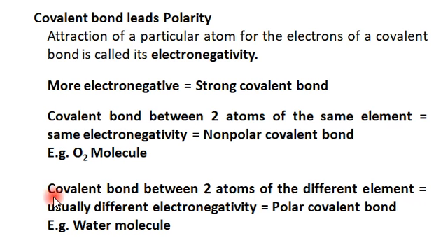Whereas when a covalent bond occurs between two atoms of different elements, usually these two different atoms share a different number of electrons, resulting in different electronegativity and the formation of a polar covalent bond, which can dissociate easily and can saturate other compounds or molecules easily. An example is the water molecule.